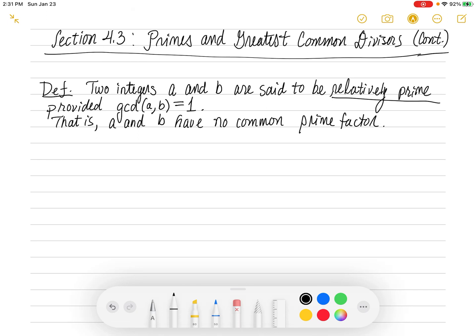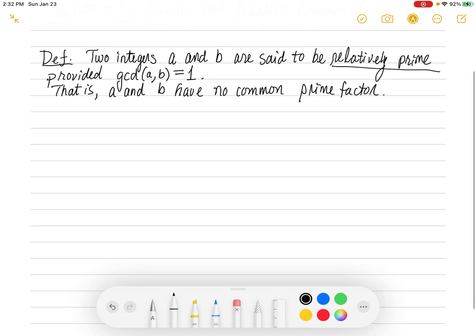It says, two integers a and b are said to be relatively prime, provided their greatest common divisor is 1. So two integers are relatively prime if the largest thing they have in common is 1. The largest positive integer in common is 1. That is, a and b have no common prime factor. So we want to do a little bit with this concept of relatively prime.